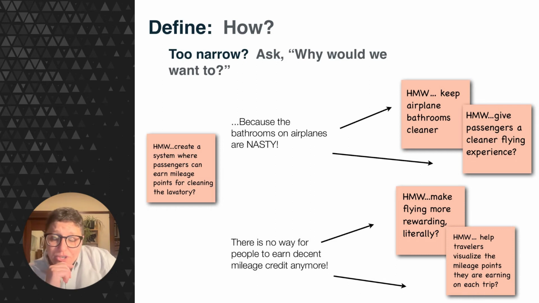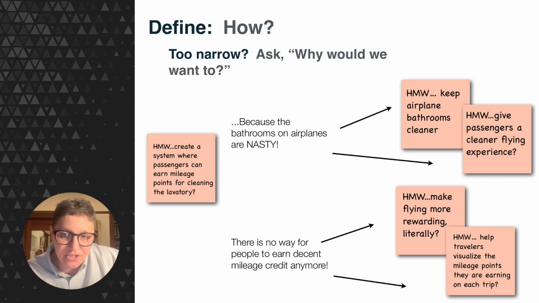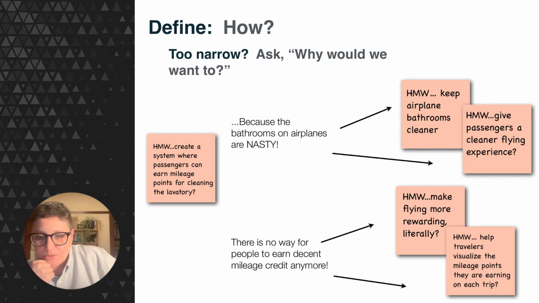And then if something's too narrow, you can ask, why would we want to? Why would we want to do this? So, how might we create a system where passengers can earn mileage points for cleaning the lavatory? That how might we is so narrow, it's basically a solution, right? So we would ask, why would we want to? And you might answer, because bathrooms on airplanes are nasty, or there's no way to earn good credit anymore. So then that would lead to how might we keep airplane bathrooms cleaner?